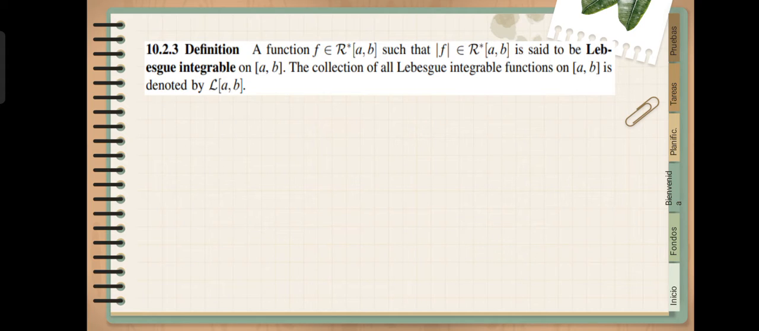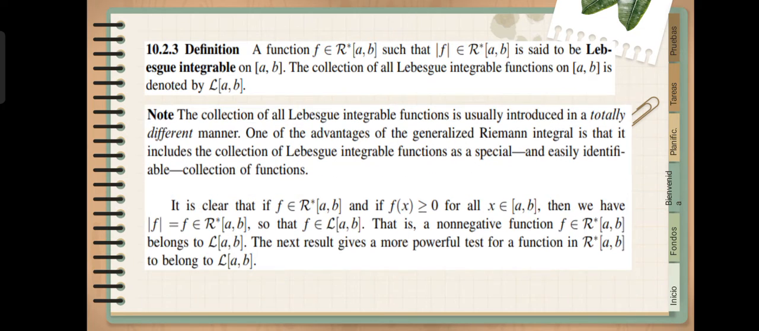10.2.3 Definition: a function f is an element of R*[a,b] such that |f| is an element of R*[a,b] is said to be Lebesgue integrable on [a,b]. The collection of all Lebesgue integrable functions on [a,b] is denoted by L[a,b]. Note that the collection of all Lebesgue integrable functions is usually introduced in a totally different manner. One of the advantages of the generalized Riemann integral is that it includes the collection of Lebesgue integrable functions as a special and easily identifiable collection of functions.